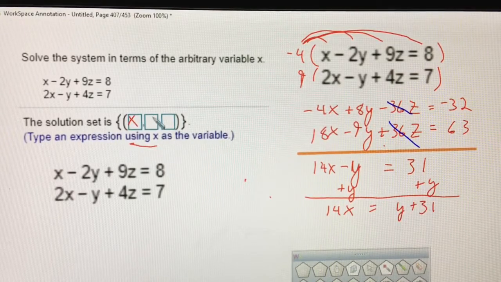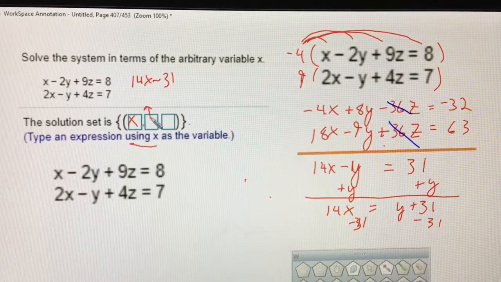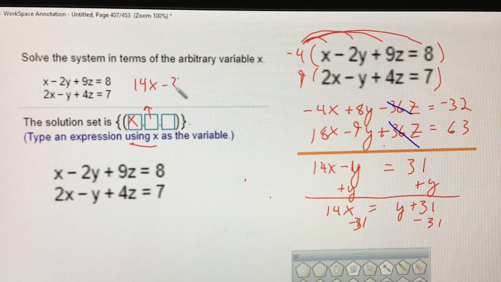So my y value up here will actually be 14x, and I have to minus 31 from both sides. Minus 31. And that's just my y value. Now I hope if you take the test, it's multiple choice, and you're done. That's probably not the case.